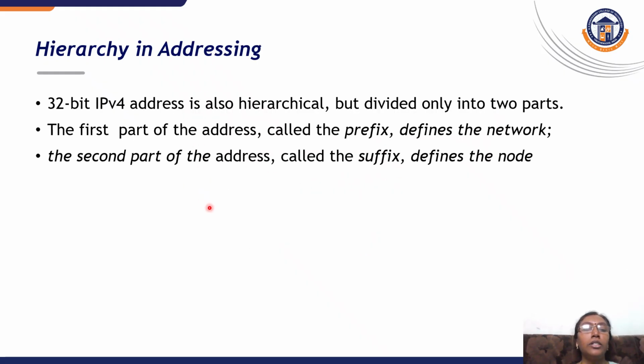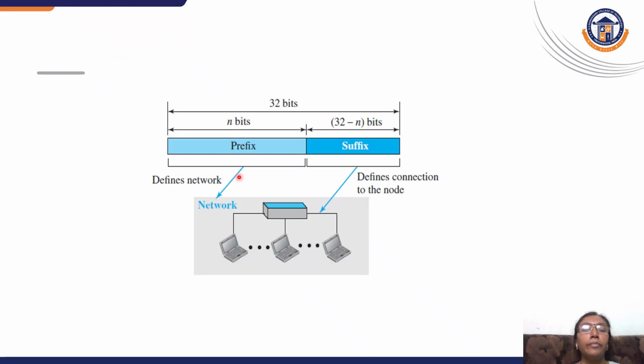Hierarchy in addressing. A 32-bit IPv4 address is also hierarchical. The first part of the address is represented with a prefix. It defines the network. The second part is the suffix. It defines the node. The prefix defines the network and the suffix defines the node. So if we have 32 bits, n bits are represented with the prefix, and 32 minus n bits are represented with the suffix.